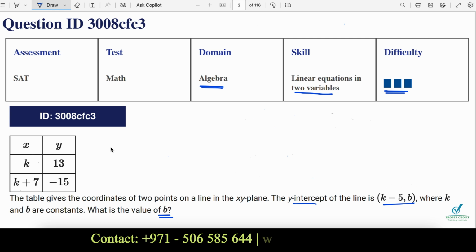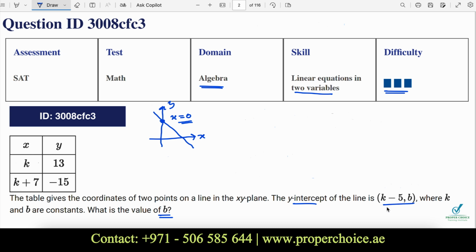So what do you mean by y-intercept? It should come to your mind that the y-intercept is the point where the line crosses the y-axis. At that point, the value of x has to be 0. Let's take the x-axis and the y-axis. The point where the line crosses the y-axis is called the y-intercept. You should know the value of x is equal to 0, and the y value, here they are saying it as b.